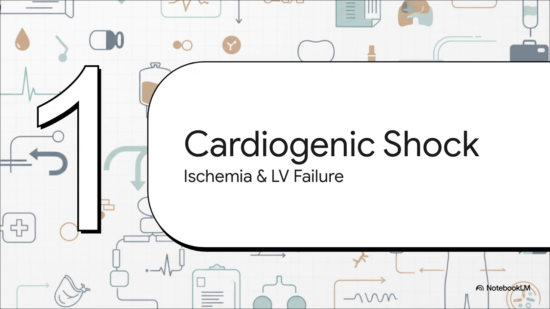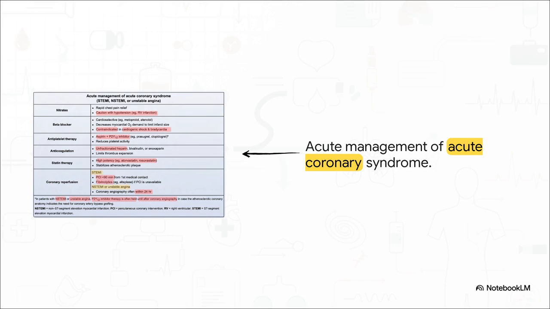Section 3. Cardiogenic shock and ischemia. We're keeping the clinical momentum going and shifting our focus to acute coronary syndromes and left ventricular failure. Here is the critical pharmacological management for acute coronary syndrome. Pay strict attention to the contraindications highlighted in red. It is absolutely vital that you avoid beta blockers in patients presenting with cardiogenic shock, acute decompensated heart failure, or severe bradycardia.